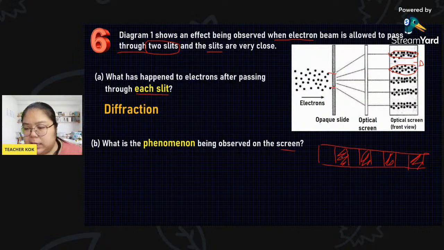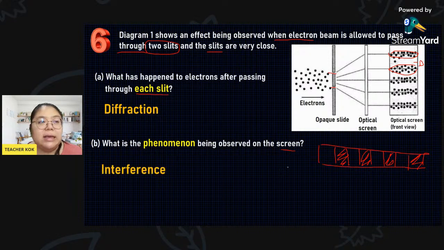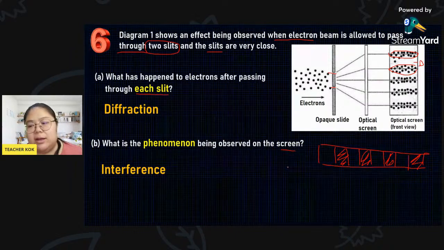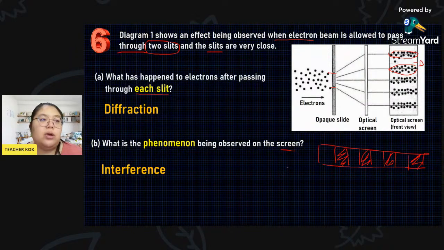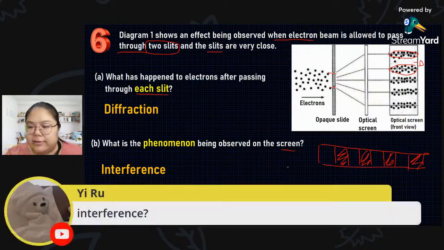Decay. What is a decay? Don't understand, huh? Jaya, what is a decay? Okay, so haven't done revision, that's why. So this one we call interference. Decay, no already. Okay, so now Yiru is correct. Interference, that's correct. That's an interference.